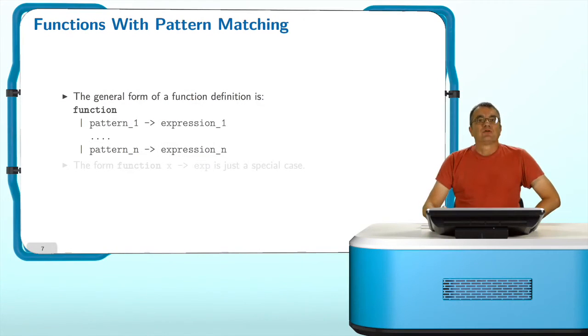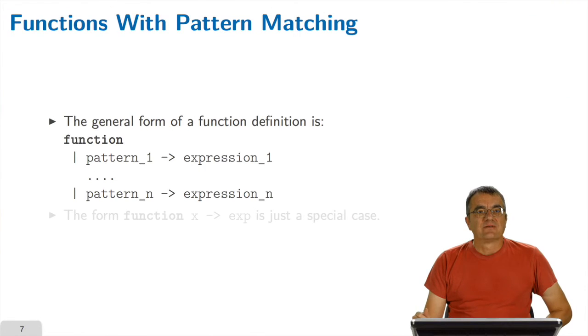The most general form of a function definition or of a function expression is in fact the following one. It always starts with the keyword function, and then in general we have a sequence of pattern matches. So we have a sequence of patterns, and associated to each of these patterns we have an expression, and as always with pattern matching, in the expression we can use the identifiers introduced by the according pattern.